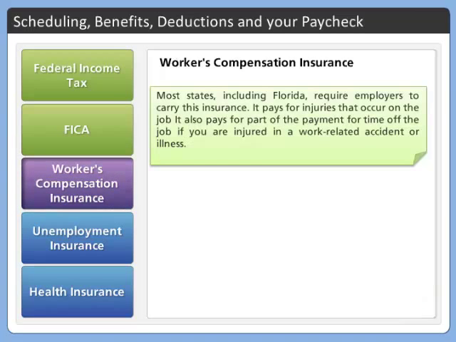Workers' compensation insurance. Most states, including Florida, require employers to carry this insurance. It pays for injuries that occur on the job. It also pays for part of the payment for time off the job if you are injured in a work-related accident or illness.